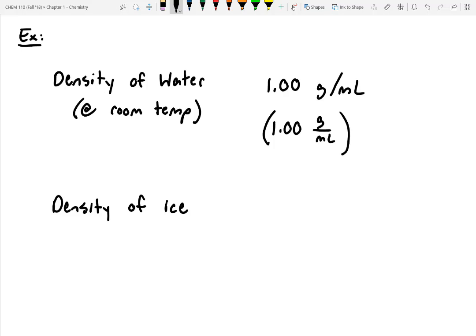Yep, so the density of ice is about 0.915 grams per milliliter. There's also some other liquids that are kind of cool. So I'll show you one.